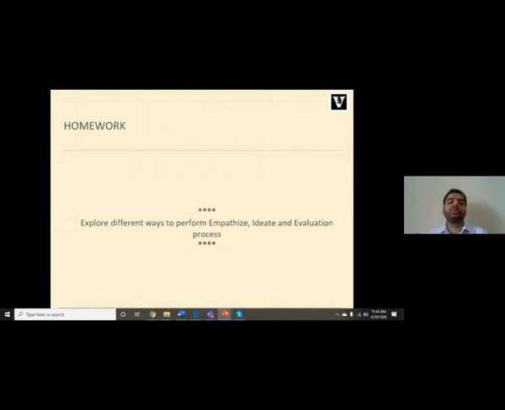We also have to explore different ways to perform the ideation process. One way I have told you is to put yourself in a different perspective. Another way I told you is to team up with people. Now how to go about further ideation, you need to explore this further. So this is the homework that we should know we have to do, right?